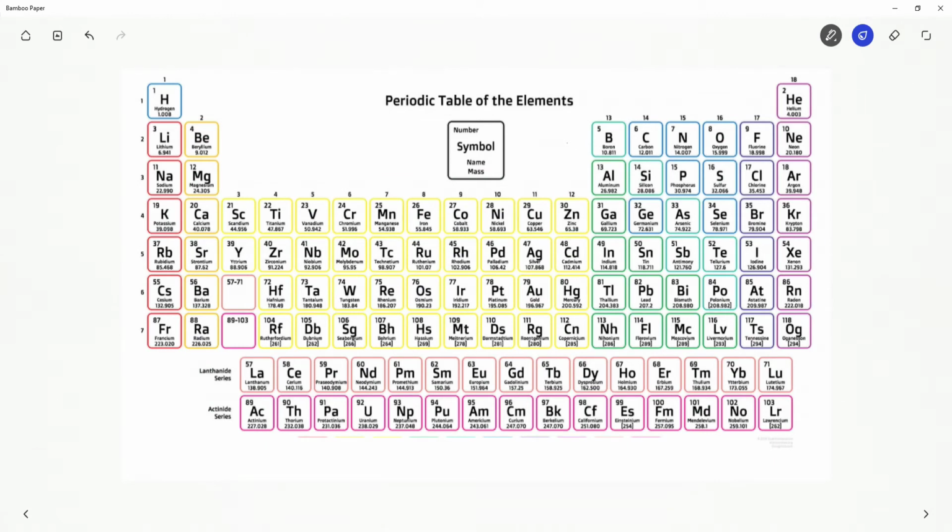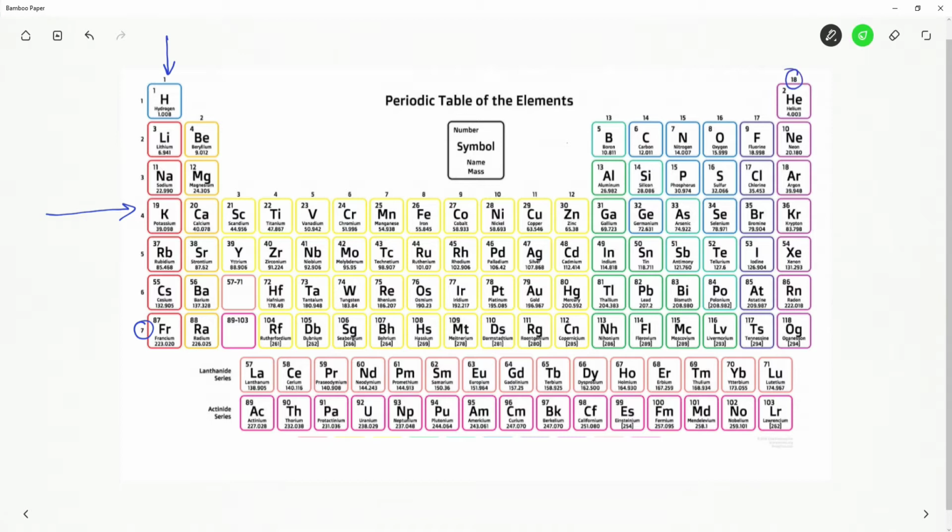One of the most basic ways the periodic table is organized is it's organized into groups and periods. This is very simple. Your groups are your columns and your periods are your rows. So you can see we have 7 periods and we have 18 groups.